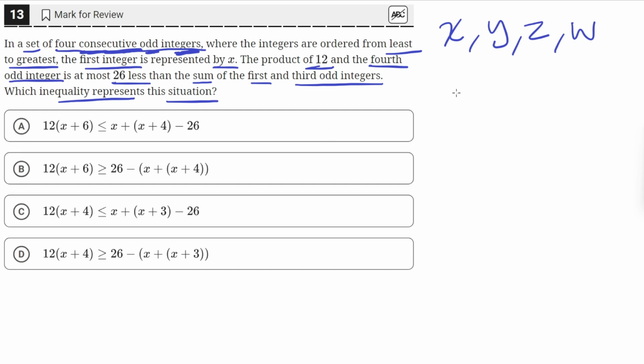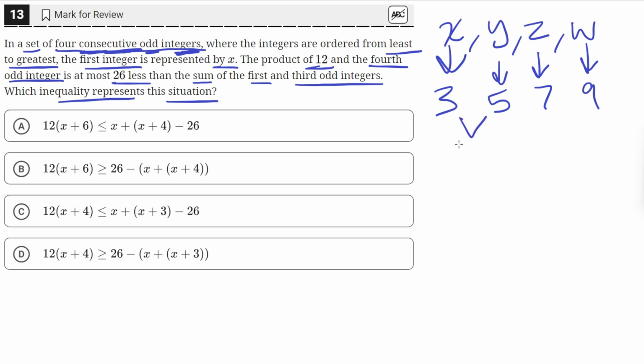And since we know that these are consecutive odd integers, we can rewrite all 3 of these integers in terms of x. Here, I'll show you. Let's assume x is equal to 1 or 3 as the first odd integer. That means the next number, y, has to be 5, and then z has to be 7, and then w has to be 9, because we required that these be consecutive odd integers. We're not skipping any odd numbers in between.